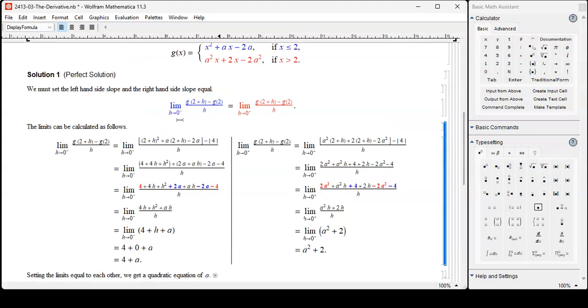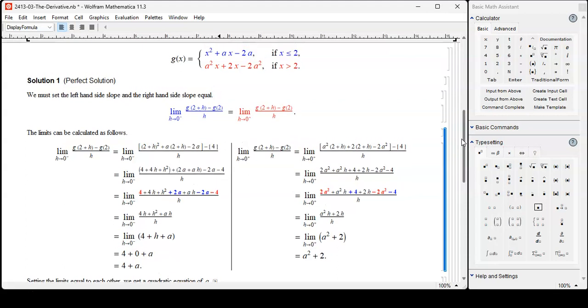This one here, the left-hand side, that's going to be when h is less than 0, so we're using the first line. x squared plus ax minus 2a, where x is 2 plus h. Break out the complete square and simplify, simplify, simplify. You're going to end up with 4 plus a.